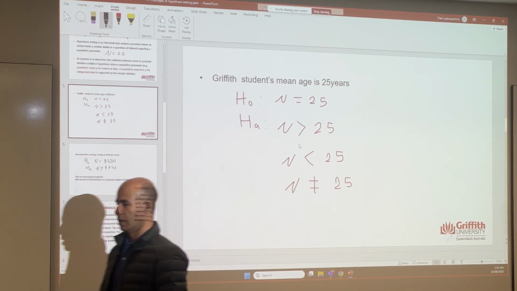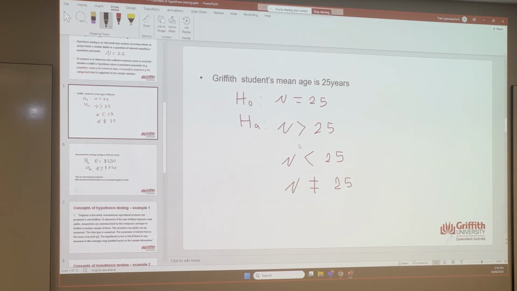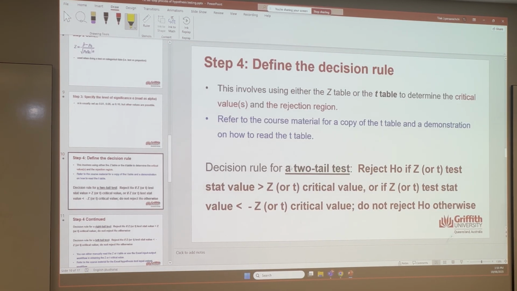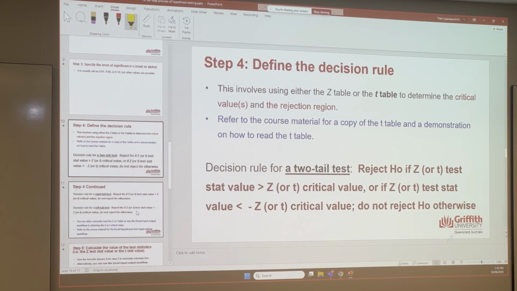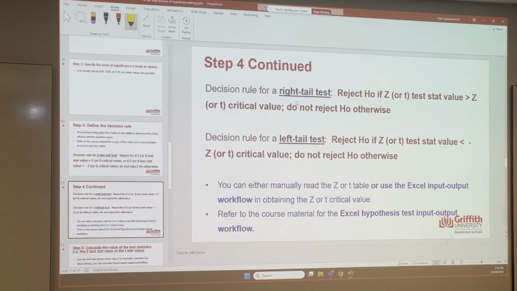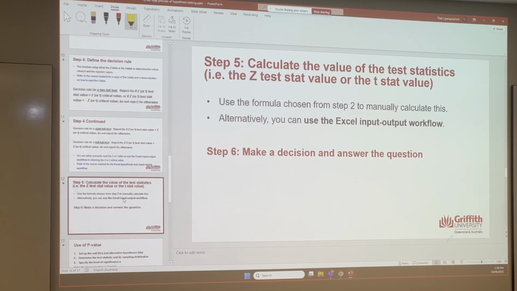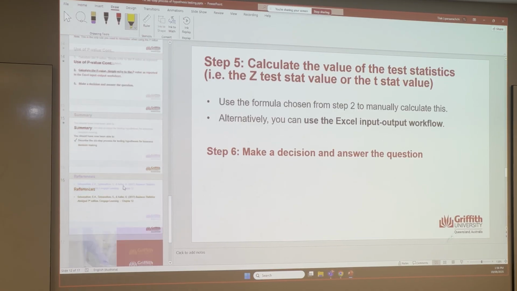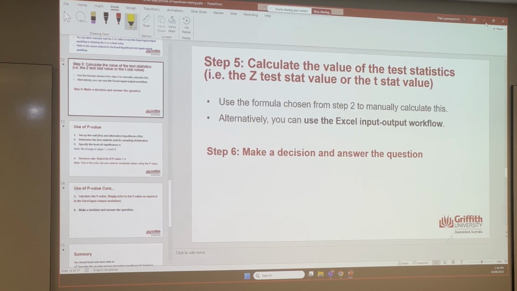So please remember the decision rules. For a two-tailed test, this is the decision rule. If it is a right tail test, this is the decision rule. Left tail test, this is the decision rule. Then you calculate the Z value and make the decision. So let's do this using an example.